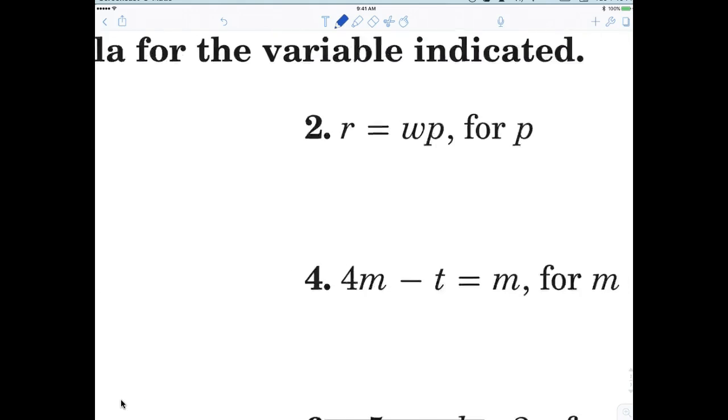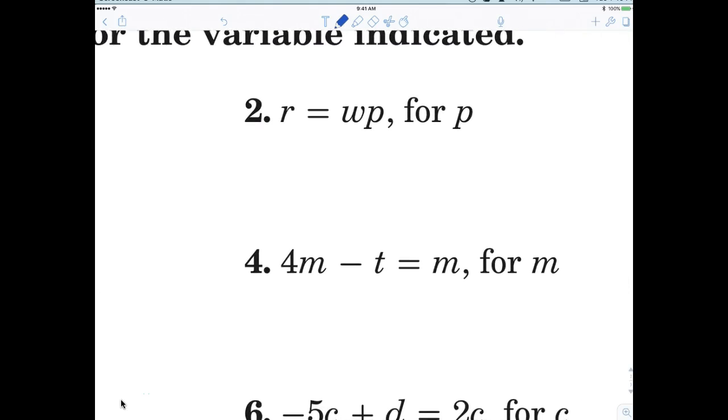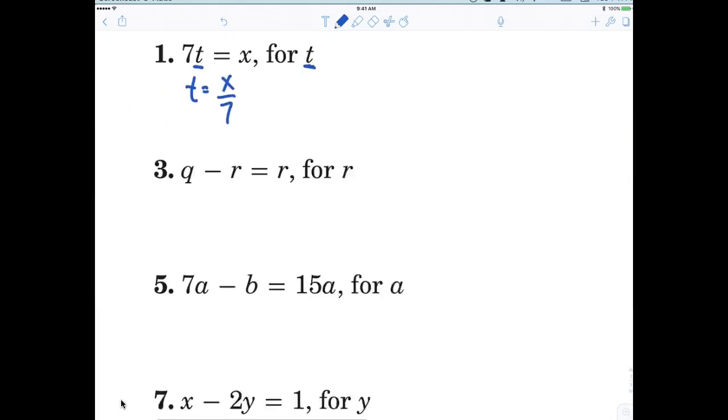So I'd like to look at number 2 real quick. If you understood number 1, number 2 is easy also. So I would want you to write down, underline P, because that's the one you're solving for. And now you can say P is equal to what? R over W. That's how simple this is. R over W. Not hard at all. Now, obviously, as we go down, it's getting a little bit harder each time. So stick with me now. Now I'm going over to question number 3.